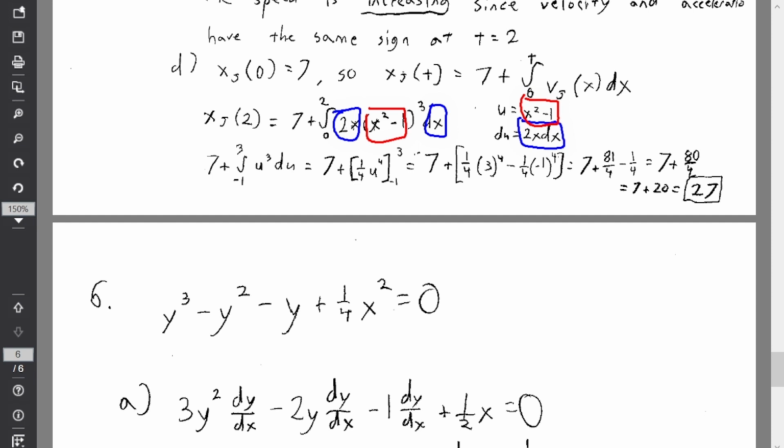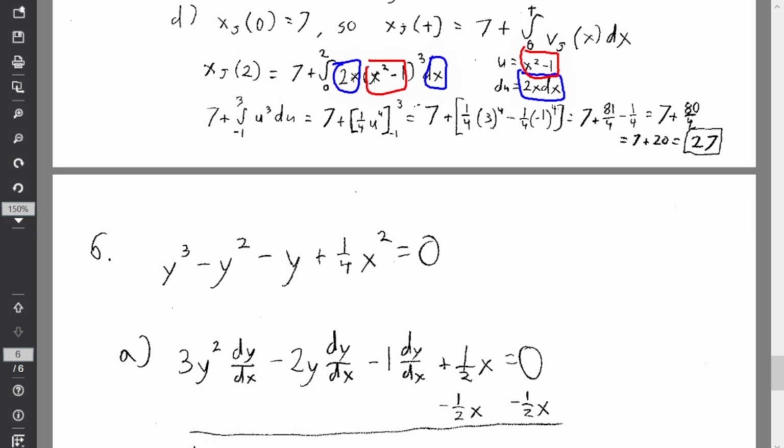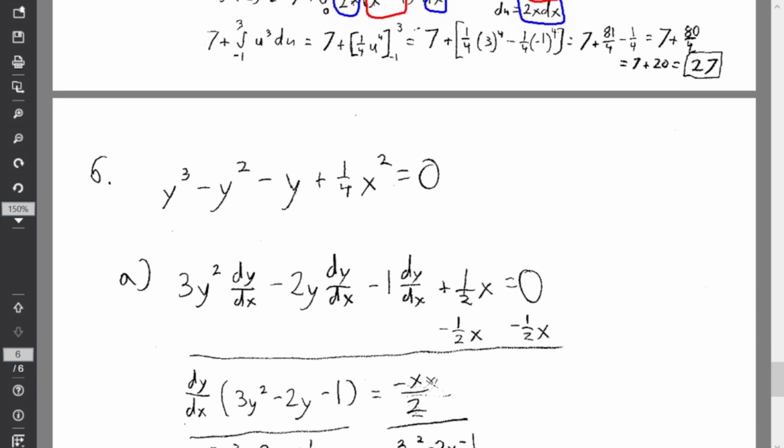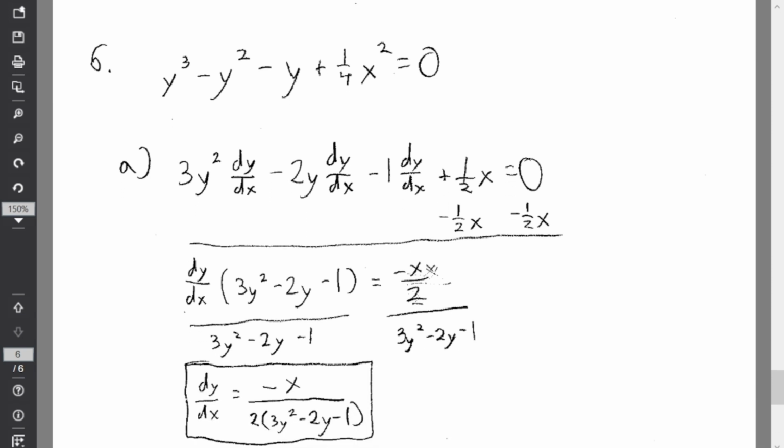We collect everything with dy dx and keep it on the left side. Anything without a dy dx gets kicked over to the right side. I'm going to rewrite -1/2 x as -x over 2. Now that all the terms have a dy dx on the left side, we can factor that dy dx out. And then we're going to divide to have dy dx by itself. And would you look at that? It's the answer that they said it was. How convenient.